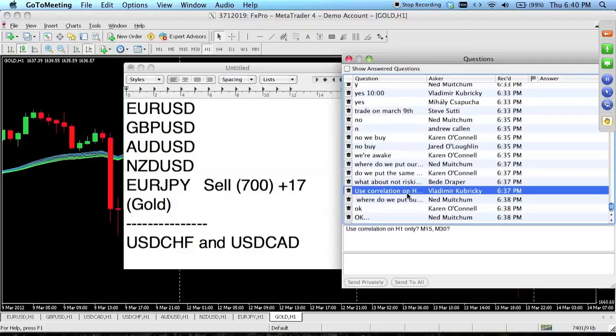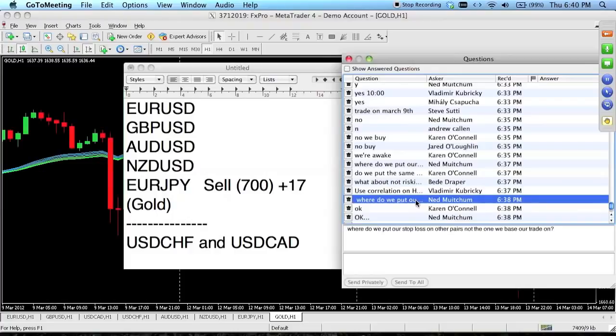Okay? Use correlation on 1 hour only, or 15 minutes, or 30 minutes. You guys can use correlation on any time frame you want, but a 1 hour time frame is ideal because every day there is a new fundamental watch in terms of the market. Every day there's new paperwork, but there is not new paperwork every 15 minutes or 30 minutes. The 1 hour chart will filter the news. So 1 hour chart is ideal. 4 hour charts are not worth it because there's only 8 of those in a day. So it's not worth it to do the 4 hour charts.